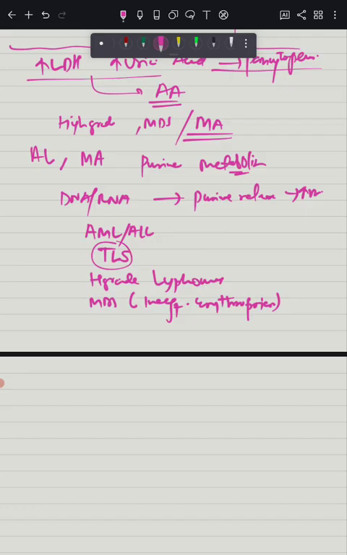So in aplastic anemia, the stem cells are destroyed or suppressed. So there is no proliferation, no effective hematopoiesis, and no lysis. Therefore, no excess LDH or uric acid.